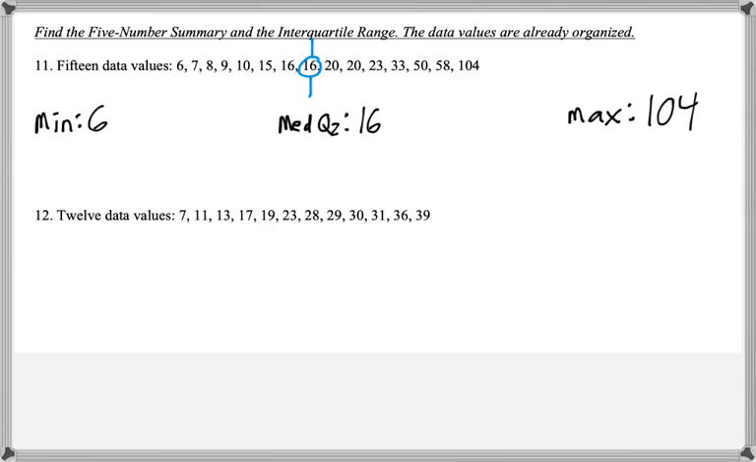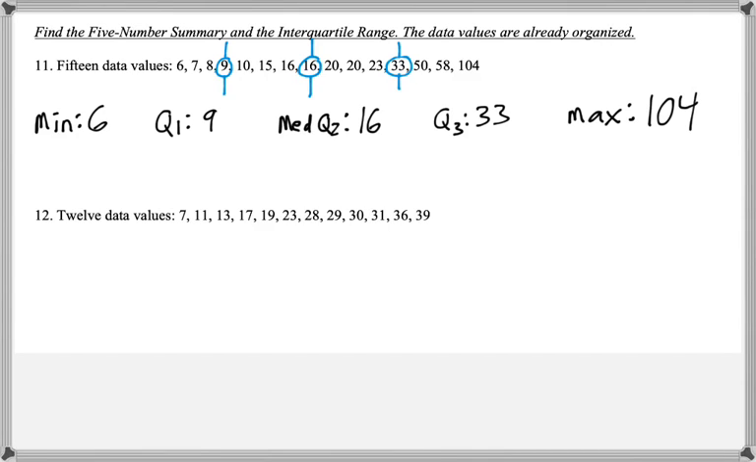So there are 7 values on the left. The middle of those 7 will be the 4th value. So Q1 is 9. And then I want to find the middle of these 7 values. That will be the 4th data entry, which is the 33. So Q3 is 33.